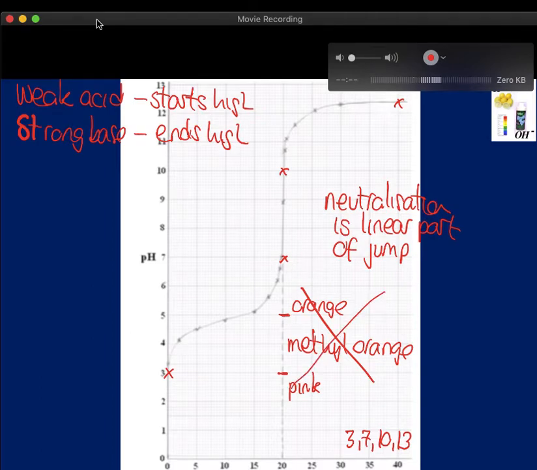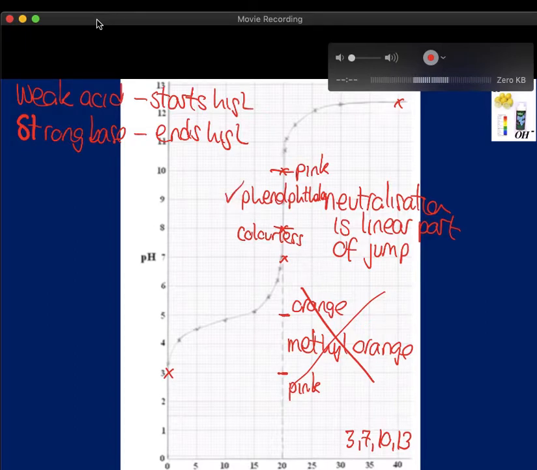So we have a look at the 8 to 10. So the 8 to 10 for the phenolphthalein, it is colorless down here. It is pink up here, and we're now seeing the jump. So phenolphthalein will absolutely work as an indicator for this.